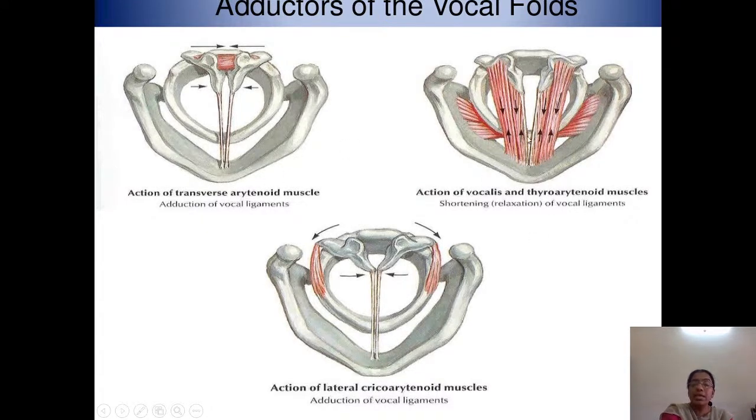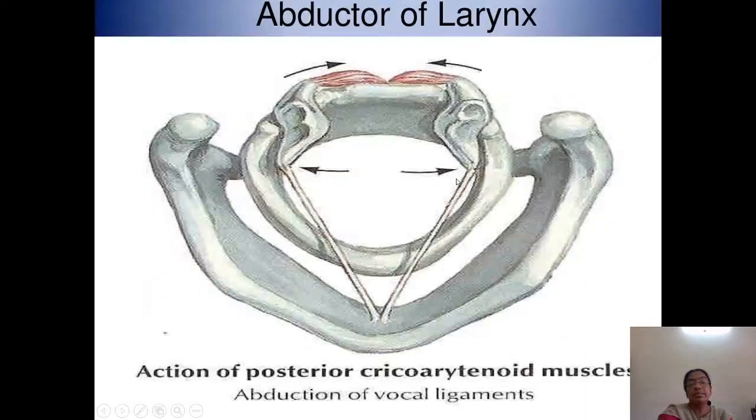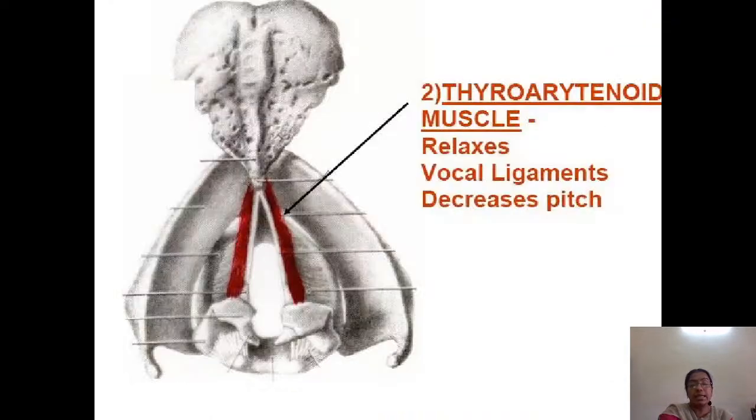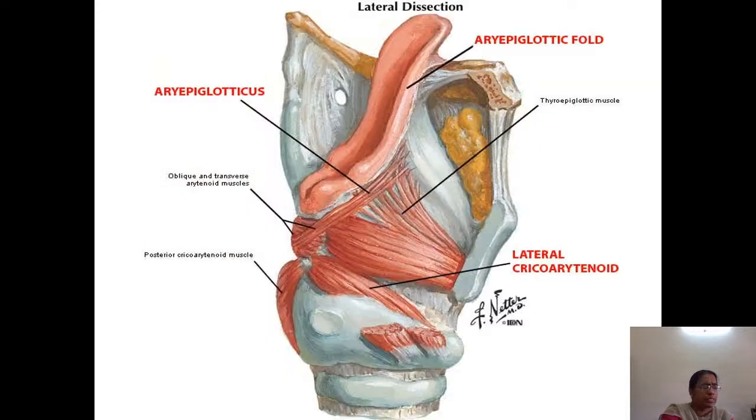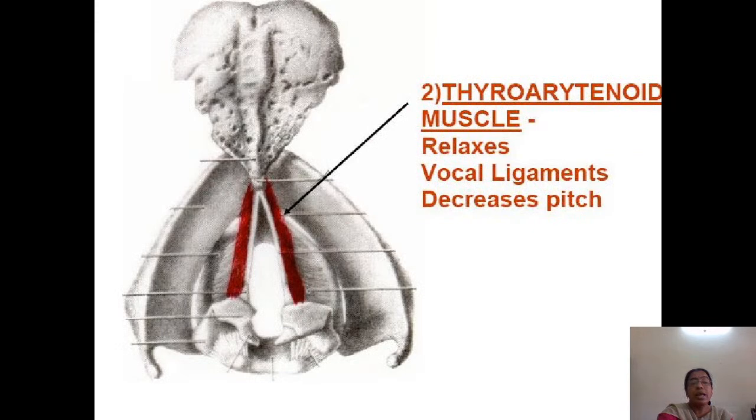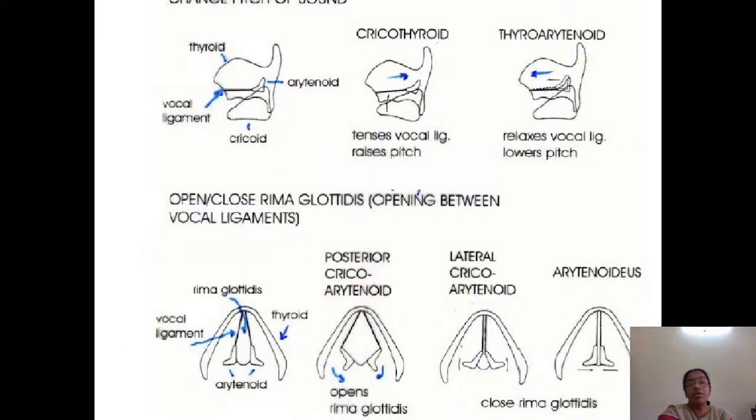The thyroarytenoid relaxes your vocal ligaments. The posterior cricoarytenoid is a muscle which is the abductor of the larynx. It abducts the larynx. The muscle which is helpful for relaxation of the larynx is the thyroarytenoid muscle, and the pitch is also decreased by means of the thyroarytenoid muscle.